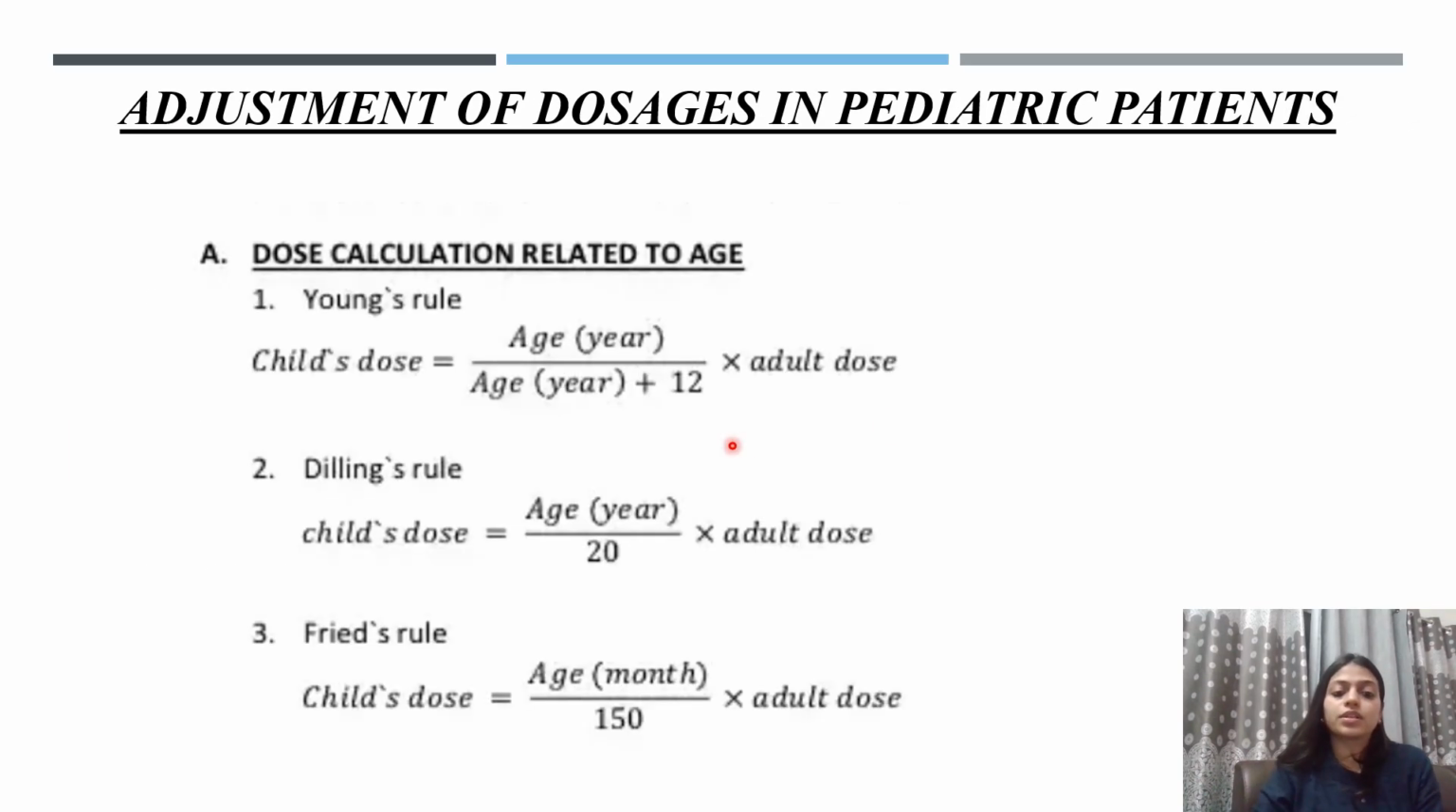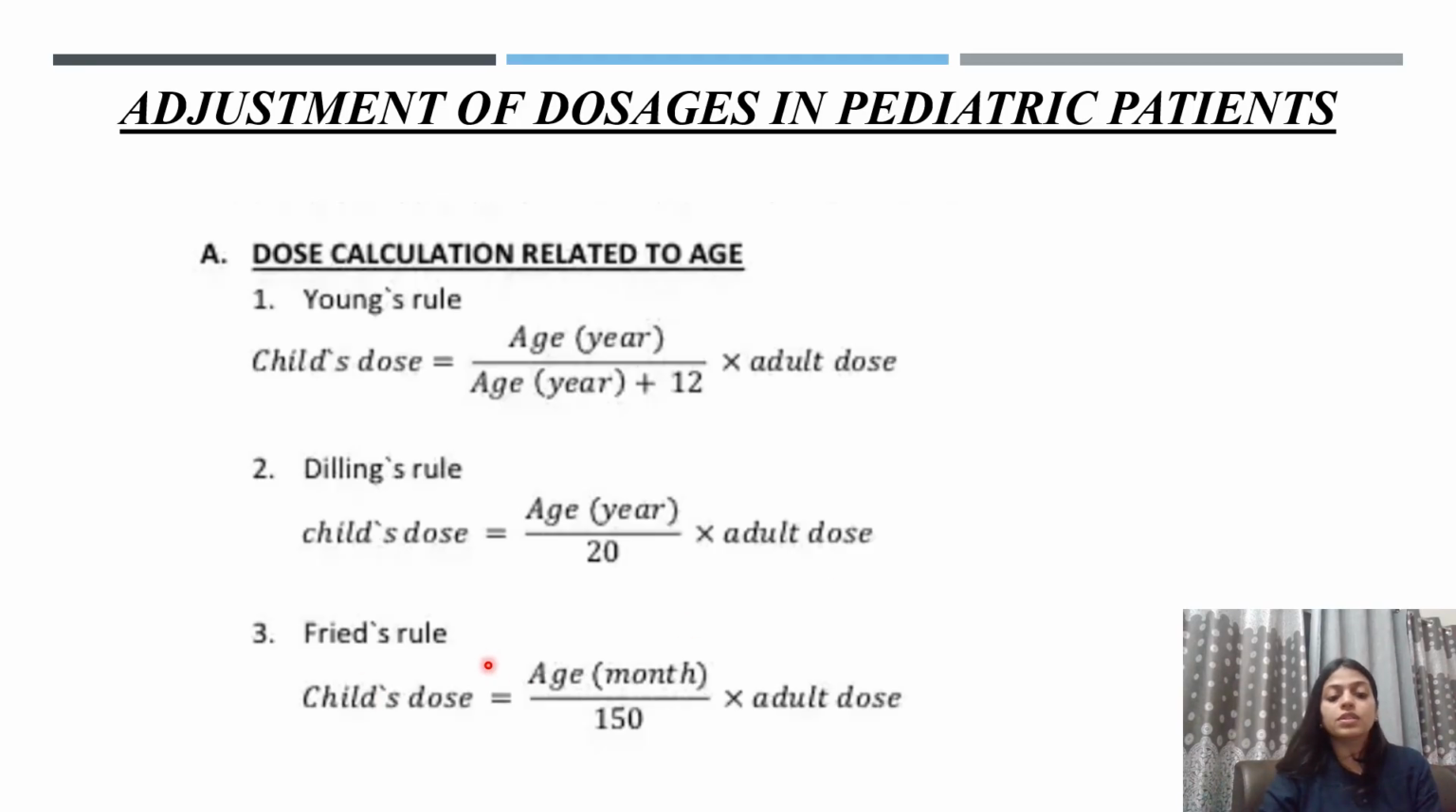These are certain very common formulas which are generally asked directly as MCQ questions in exams. Dose calculation based on the age of the child: Young's rule tells that a child's dose is equal to age of the child in years divided by age of child in years plus 12, multiplied by adult dose. Then Dilling's rule says child's dose is equal to age of the child in years divided by 20, multiplied by adult dose.